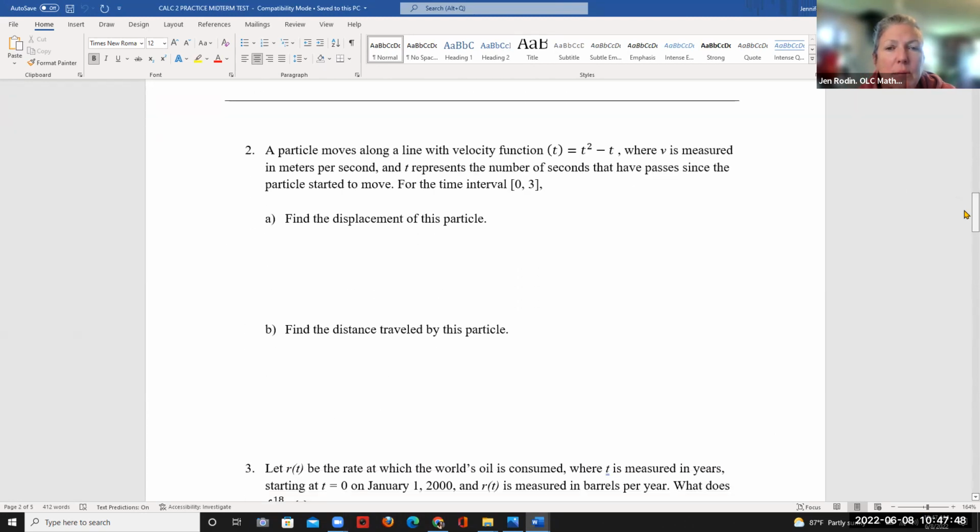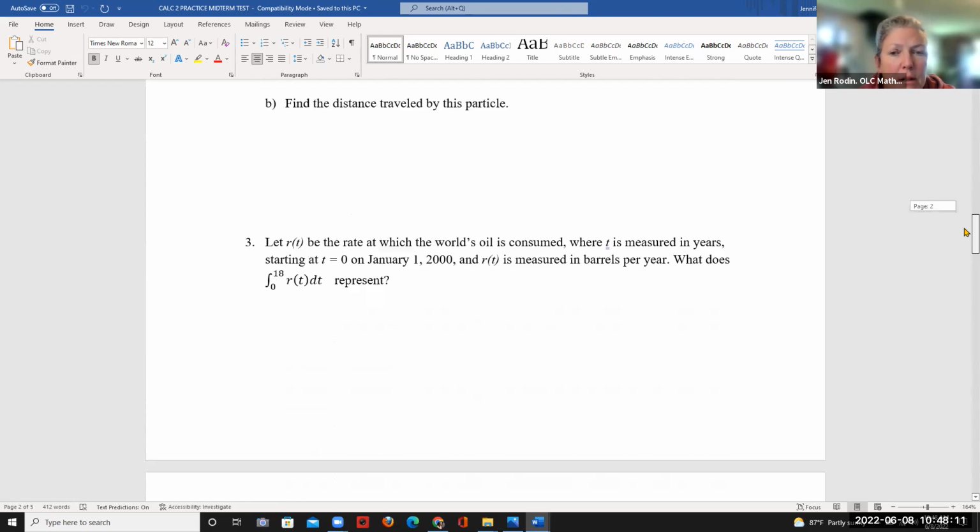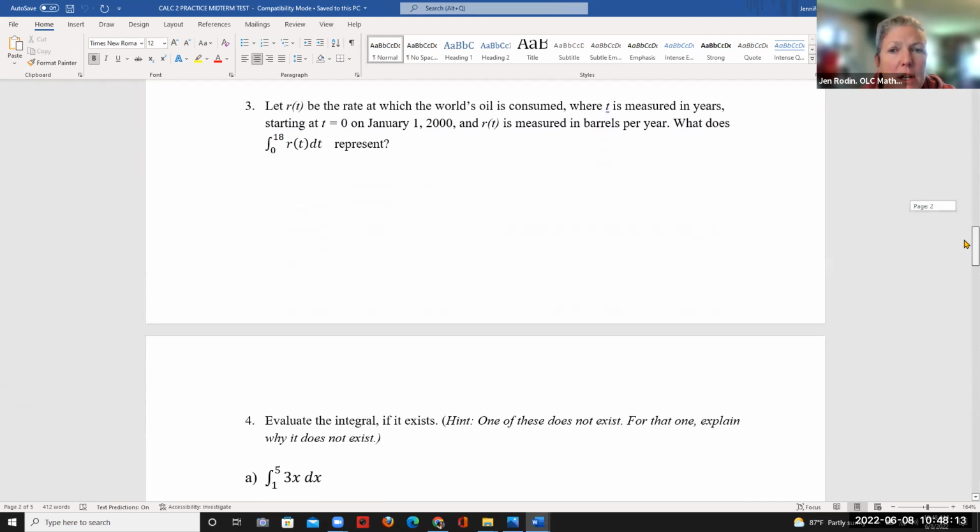So this is where, remember, if we're finding the displacement, that's the integral of the velocity. And then the distance traveled was altogether the absolute value of the negative distances added to the positive distances. So the left and the right. So we can go through any or all. Let's just look at all of these. This one is more of a thinking problem.